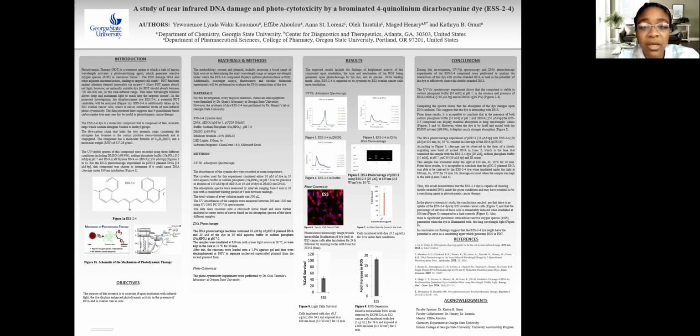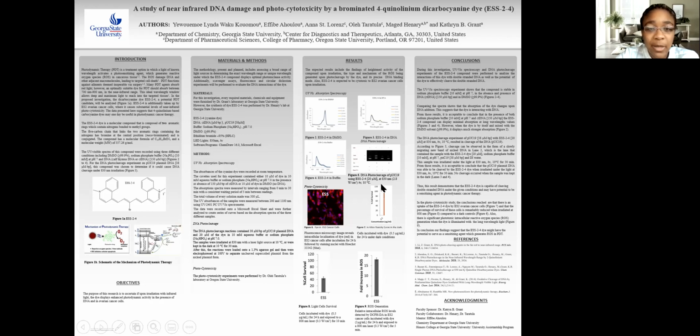As far as our results, the UV-Vis spectroscopy experiment showed that the ESS24 is stable in sodium phosphate buffer in the absence or presence of DNA, as you can see in figures 3 and 4. From these results, we can conclude that ESS24 was able to display minimal absorption at long wavelength values. However, when the dye is by itself and mixed with the DMSO solvent, it displays a much stronger absorption, as you can see in figure 2.